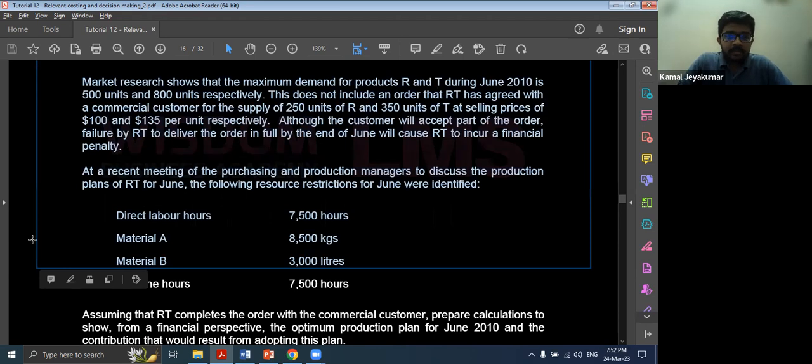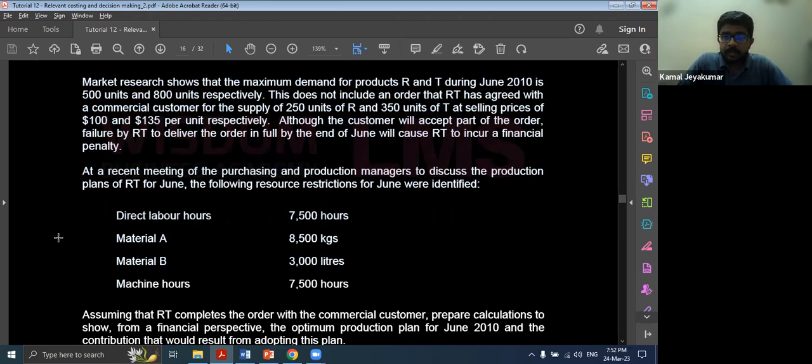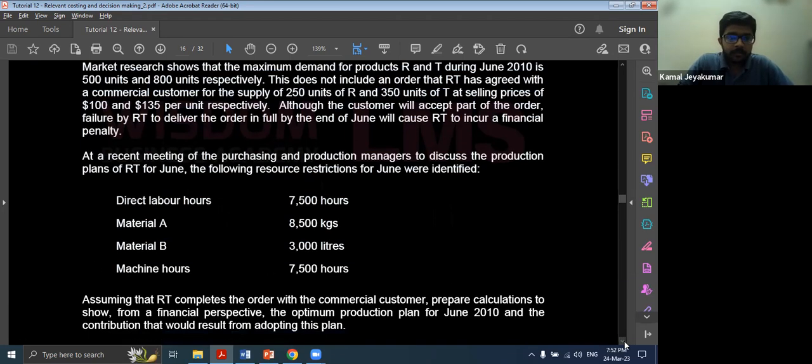Although the customer will accept part of the order, failure by RT to deliver the order in full by the end of June will cause RT to incur financial penalty. So they're basically saying you can't refrain from satisfying the contract.